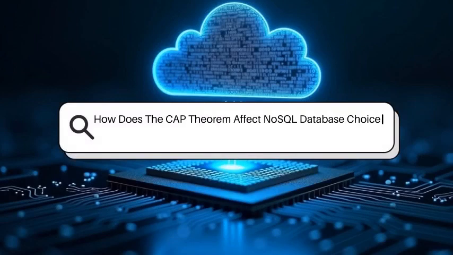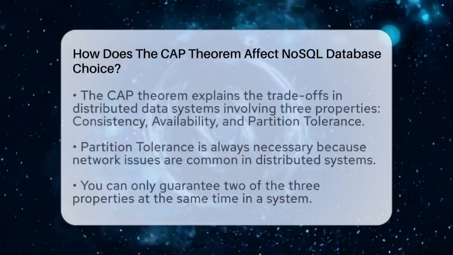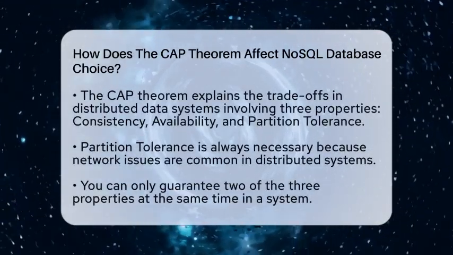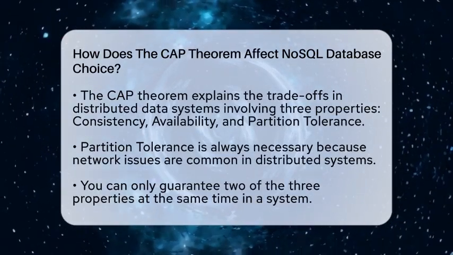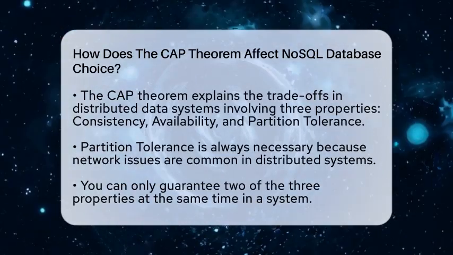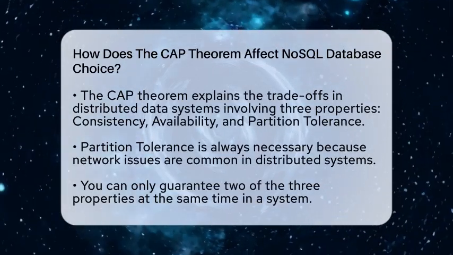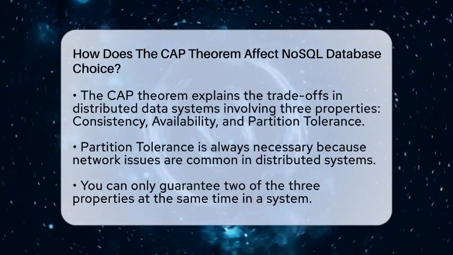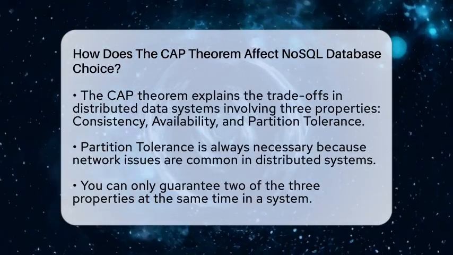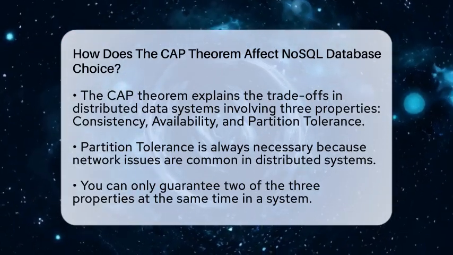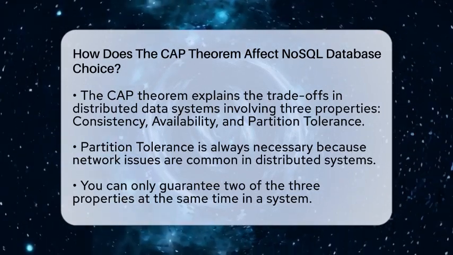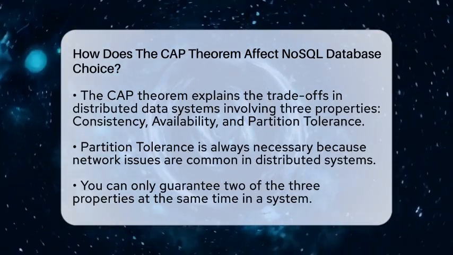How does the CAP theorem affect NoSQL database choice? Imagine you're building a system that needs to handle lots of data across different servers. You want it to work smoothly even if some parts fail. But how do you decide which NoSQL database to pick? That's where the CAP theorem comes into play. It sounds complicated, but it's really about understanding what trade-offs you're making when choosing a database for your backend.